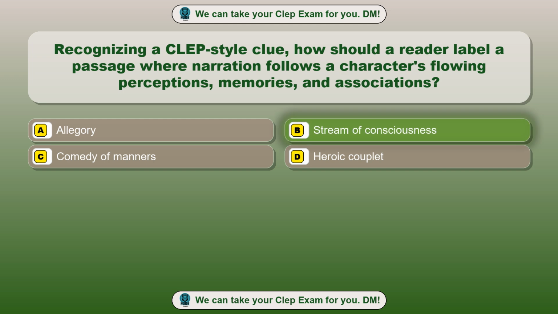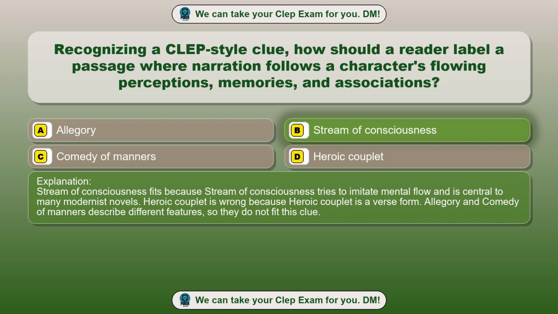Stream of consciousness. Stream of consciousness fits because it tries to imitate mental flow and is central to many modernist novels. Heroic couplet is wrong because heroic couplet is a verse form. Allegory and comedy of manners describe different features, so they do not fit this clue.